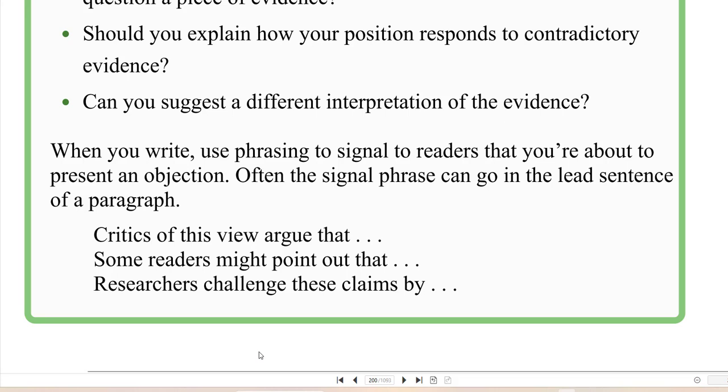When you write, use phrasing to signal to readers that you're about to present an objection. Often, the signal phrase can go in the lead sentence of a paragraph. Critics of this view argue that. Some writers might point out that. Researchers challenge these claims by. So these are good paragraph sentence starters for a counter-argument paragraph where you talk about what the other side thinks.